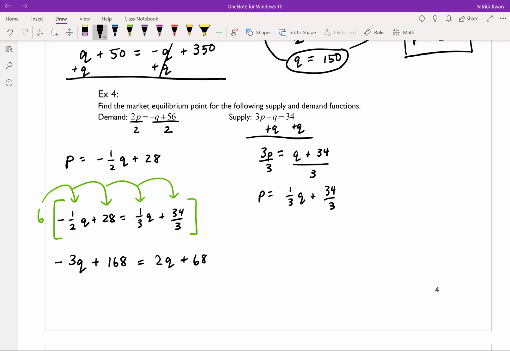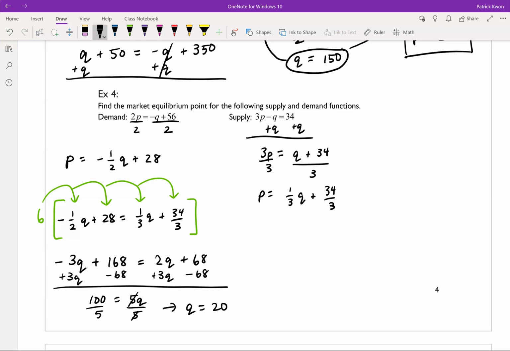Okay, so now I'm going to add 3Q to both sides. And I'm also going to subtract 68 from both sides. And if I do that, then I get 100 is equal to 5Q. And then I can divide both sides by 5. And I get that Q is equal to 20.